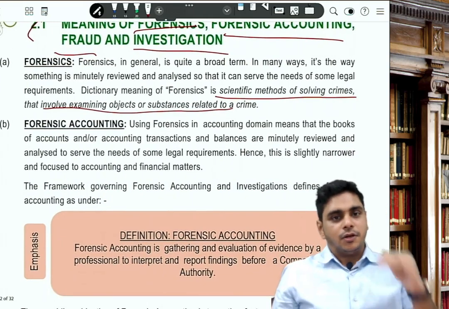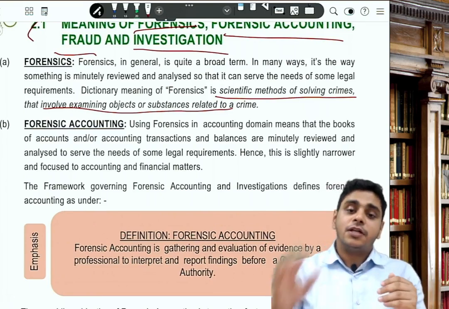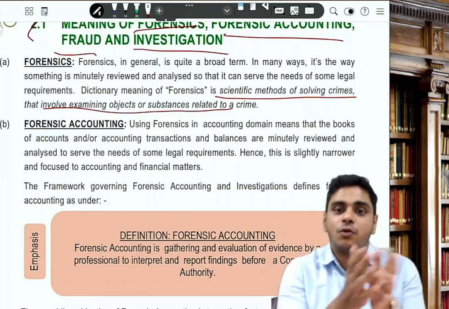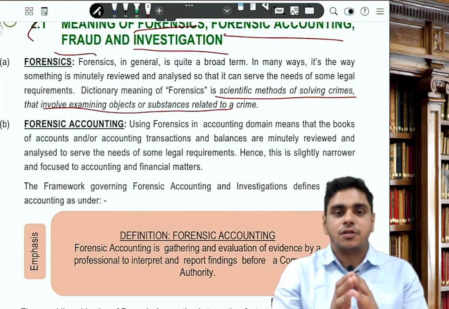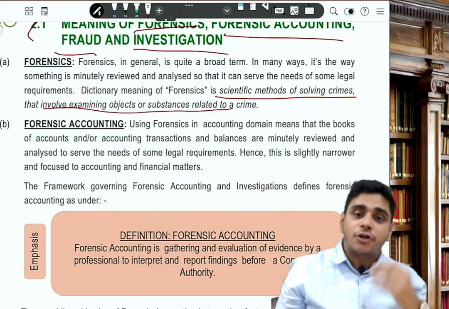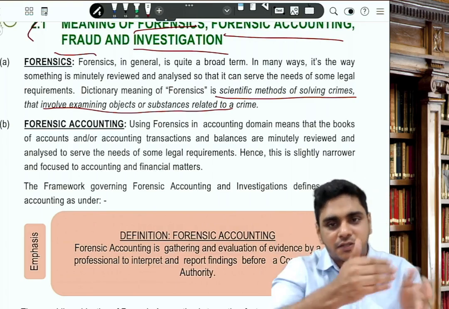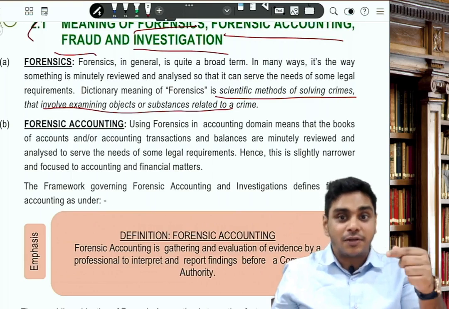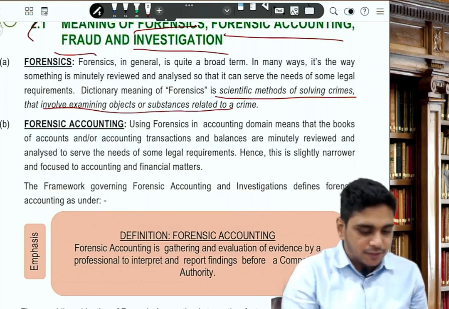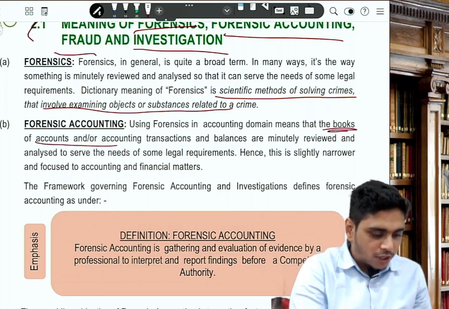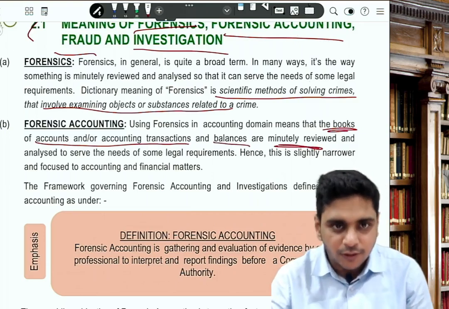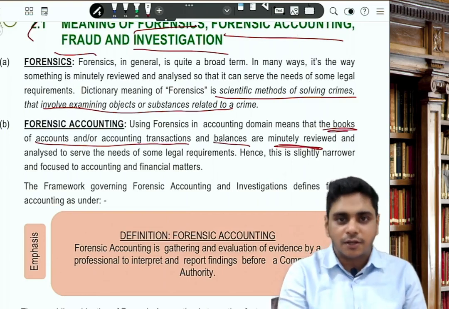Now when I say forensic accounting, guys, forensic accounting means when you go in deep to solve a crime which is related to accounts. So where you are checking books of accounts, some accounting transactions, some Excel, some balances, bank statements. So you are checking the records related to accounts. It is called forensic accounting. So you are solving a crime, and the crime would be related to accounts. That is called forensic accounting. So using the forensic accounting domain, the books of accounts or accounting transactions and balances are minutely reviewed and analyzed to serve the needs of some legal requirements.